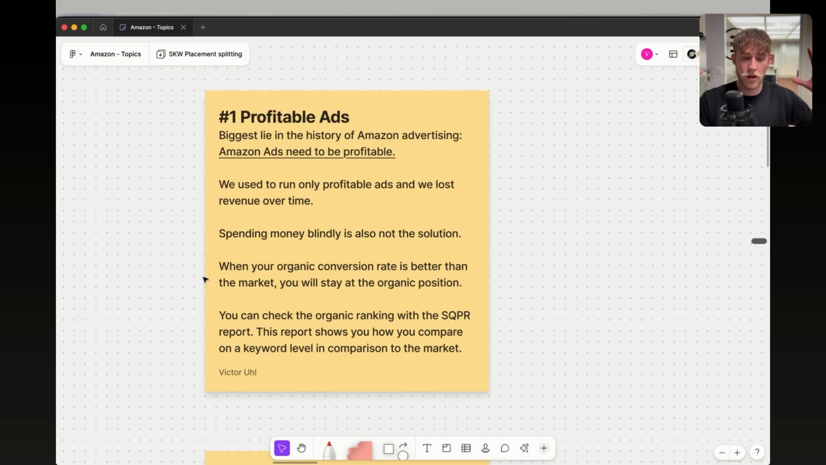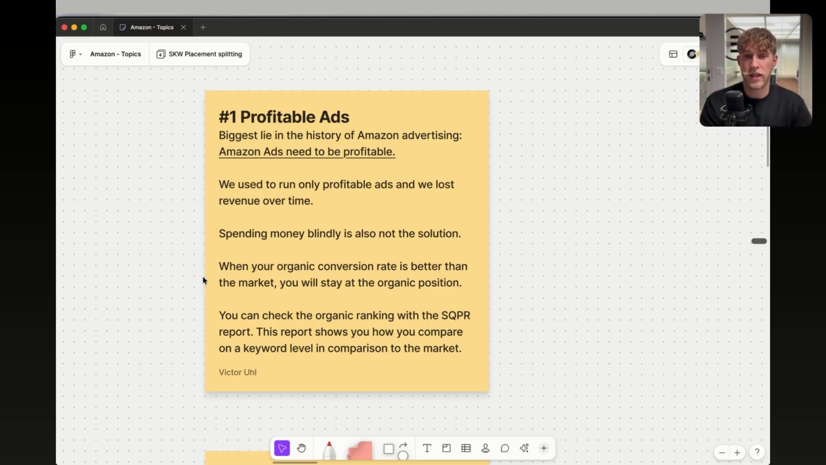Of course, if you look at it overall, you want to have a profitable business, but otherwise, why should your ads be profitable? We have organic ranking and we have sponsored ranking. So let's go into this a little bit in detail. In the past, we used to run profitable ads only and we lost revenue over time. Of course, in the short term, our profit kicks in, but over the long term, revenue went down. And so we discovered this system here and implemented it.